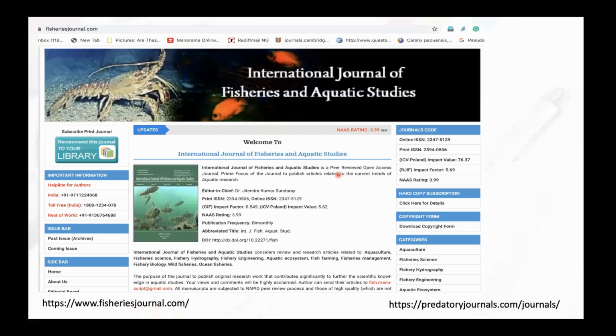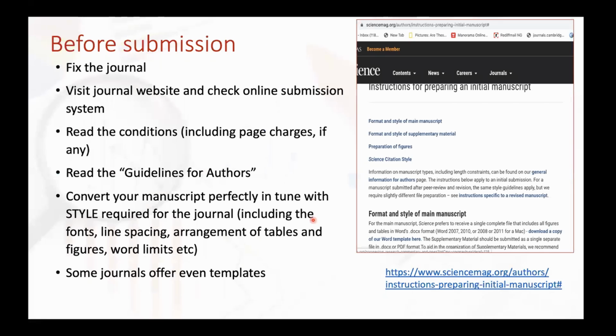All these things are predatory, and even some of the NASA indexed journals are predatory, basically because of the way in which they publish. They have their own impact factor. For example, if you look at this journal, you can see a GAF impact factor. There is nothing called a GAF impact factor. And in the bracket, you see ICV Poland, impact value 5.6. All these things are wrong, primarily because there is nothing like that. So these are the indications of predatory journals. Try to avoid that.